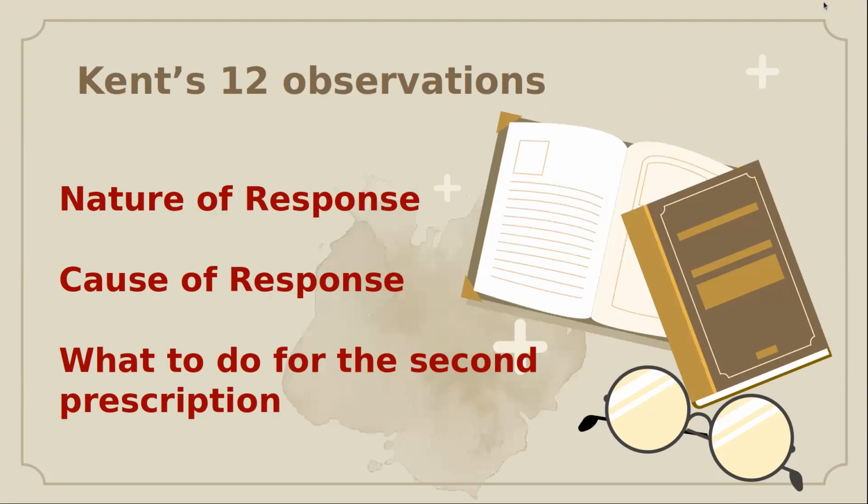So Dr. Kent has given 12 observations. These observations are for when the patient comes to us for the follow-up, and what are the responses he gives? Nature of response: it could be aggravation, it could be amelioration, and there are so many responses. And what is the cause of this response? Because of the disease state, because of the medicine, because of the potency. So we should know the cause behind this response. And what to do? This is most important. We know what is happening, we know the nature of the response, but what to do in that situation?